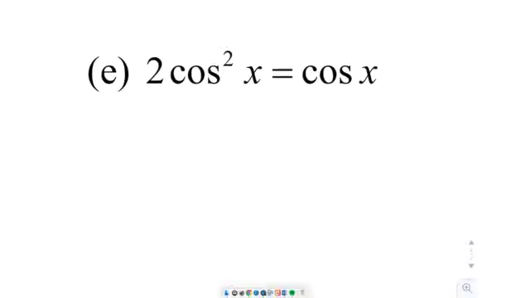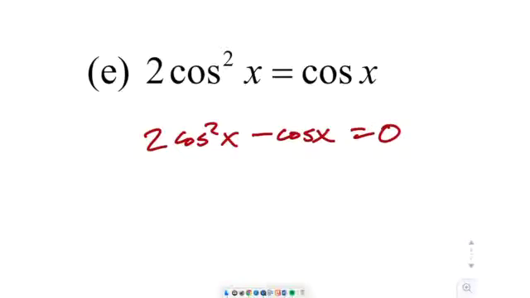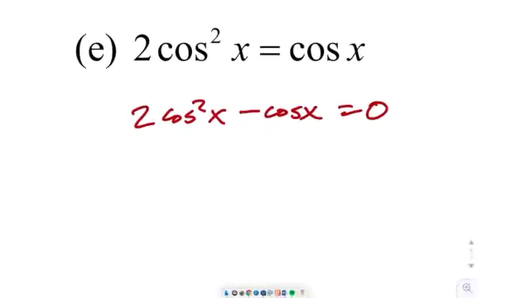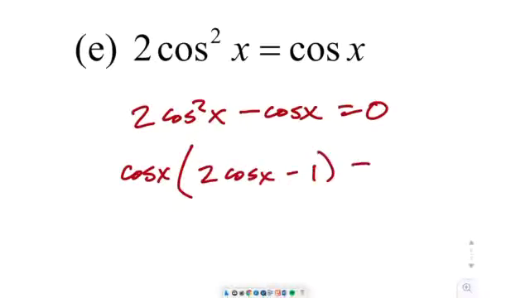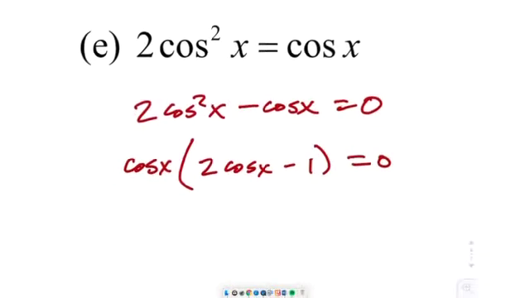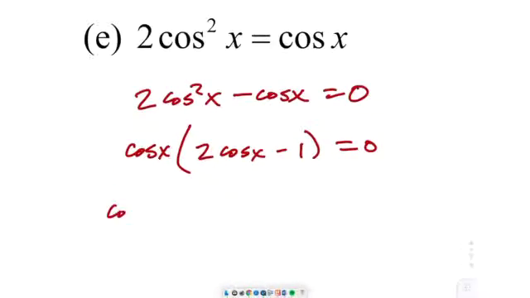What should we do instead? We have two terms. Yeah, get on the same side. 2 cosine squared of x minus cosine of x equals nothing. Now we will divide out the cosine, but we're not going to get rid of it. We're going to bring it right out front. Cosine of x now is equal to 2 cosine of x minus 1. And now we could set both equal to 0. So cosine x equals 0.